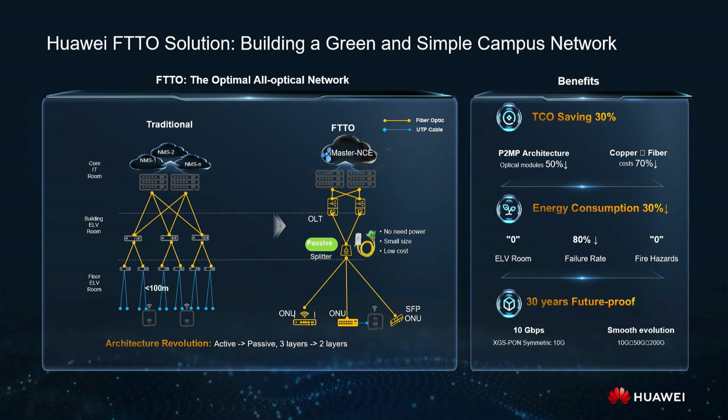The first is TCO saving. If you deploy both networks at the same time, by just following this new concept you are going to save 30% overall cost, and the major saving is from the infrastructure part. Second is energy consumption.